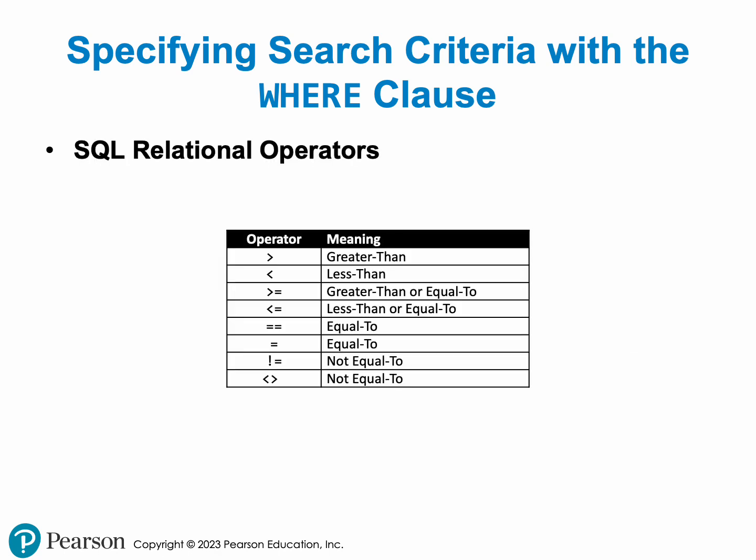SQL also has relational operators, and they are the same as in Python for the most part. Greater than, less than, greater than or equal, less than or equal, equal to. Equal to, you can use it both ways, either a double equal sign or just a single equal sign, and not equal to also has two ways of writing it, either the same way as in Python or using these arrows. This will also mean not equal to.